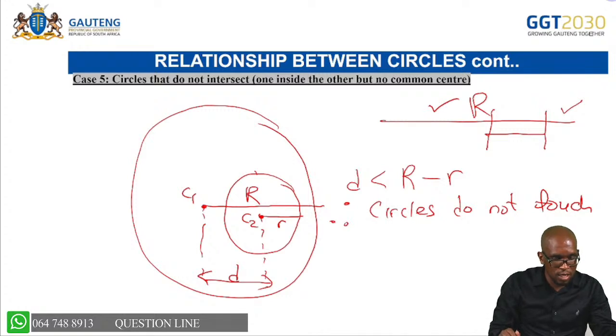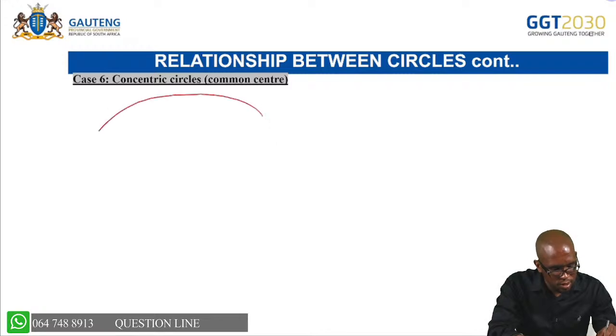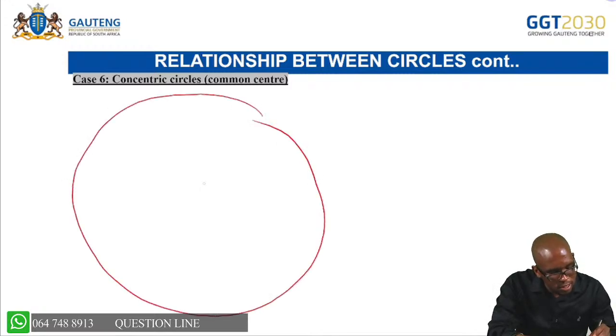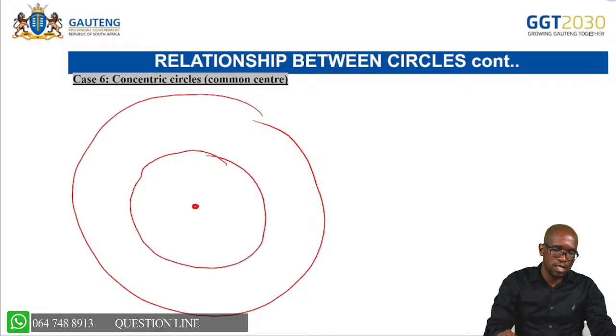Right, moving on to the last case. We're talking concentric circles. In lower grades, you learned that if circles are concentric, then they share a common center. That is lower grade knowledge.